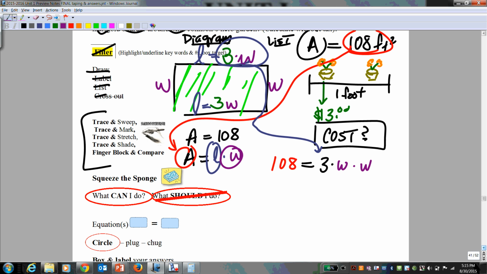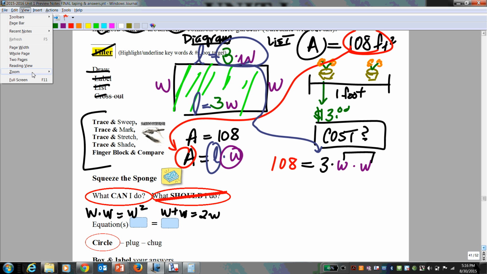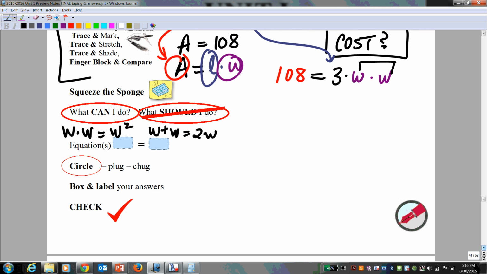I'm ready to solve. You might have gotten stuck here. W times W is not 2W. W times W is W squared. W plus W is 2W. So a few of you got stuck in this problem because you didn't get past that simple concept. W times W is W squared, not 2W. So from here we solve.